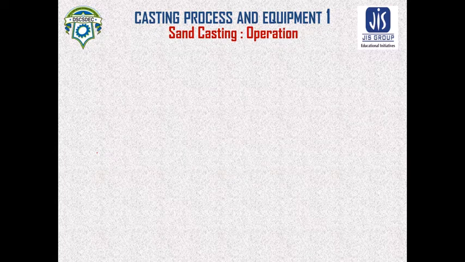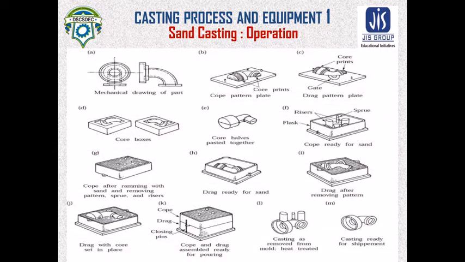Next, sand casting. How does the operation work in sand casting? For sand casting, first we need to design. First we need to mechanically draw the part. So first we need to have a design. According to this design, first the cope pattern is made. Cope means the upper part. So the upper part of the molding box, the upper part pattern is made. After that, the drag pattern is made.